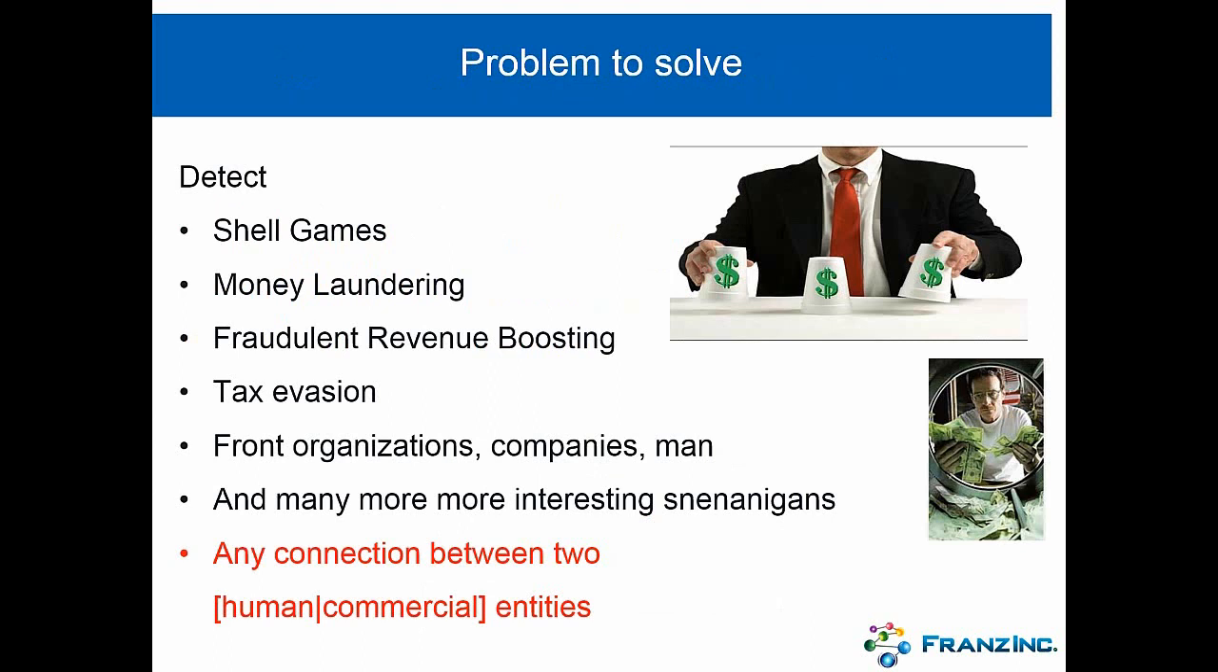Now, this was the shell games, but there are many other things. There's a beautiful document, I think from Harvard, with the 200 most popular ways to do tax fraud. About 100 of them you can only discover if you can discover a relationship between companies. So in all these cases, it's always important to be able to find relationships between people and companies.